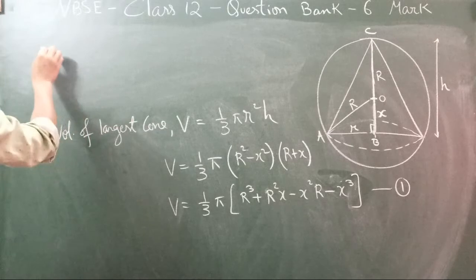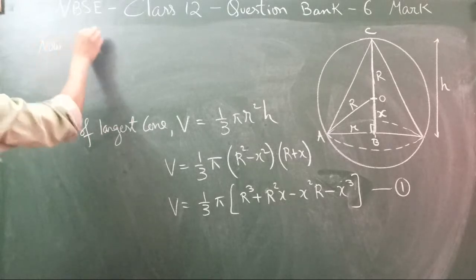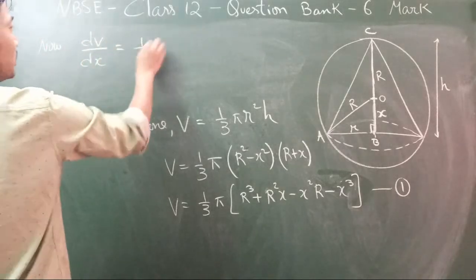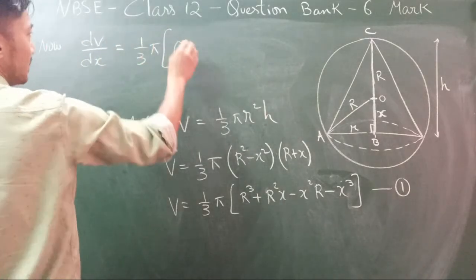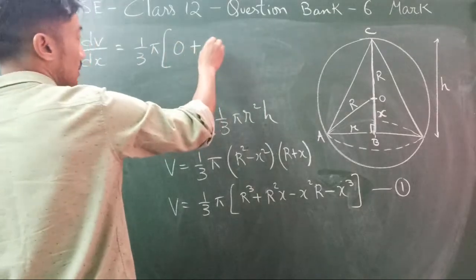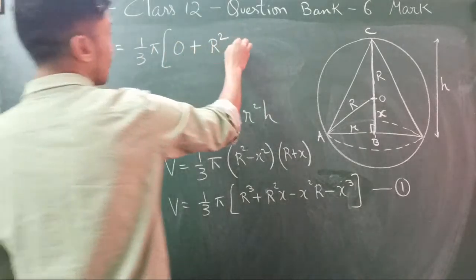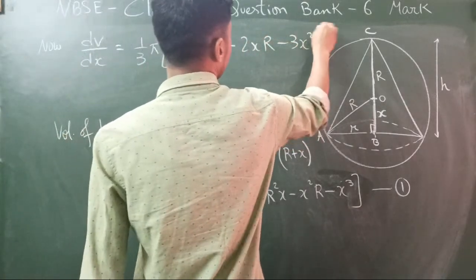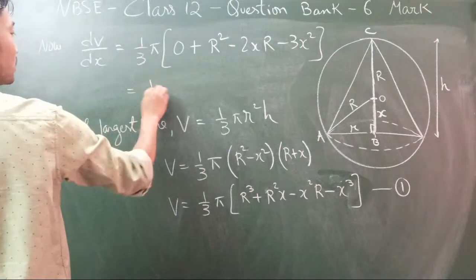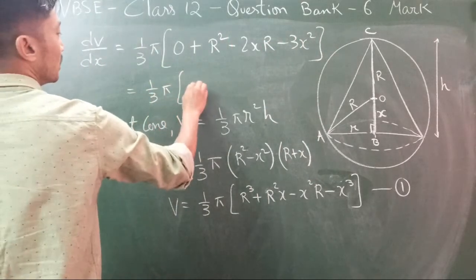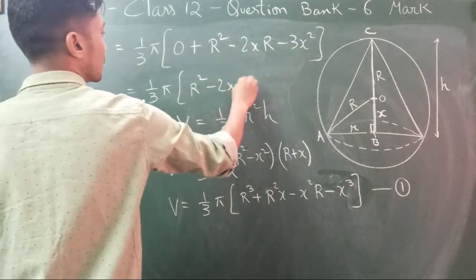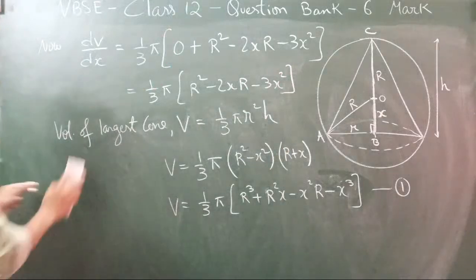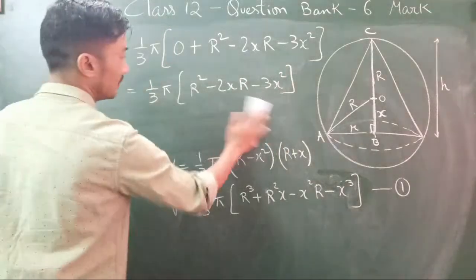So differentiating both sides with respect to x, because x is our variable here. So 1 by 3 pi r cube, that's 0, constant. We'll have here r squared minus 2xr minus 3x squared. So the value of the first order derivative is pi r squared minus 2xr minus 3x squared. So that's the first derivative. We will be using the second derivative test here.